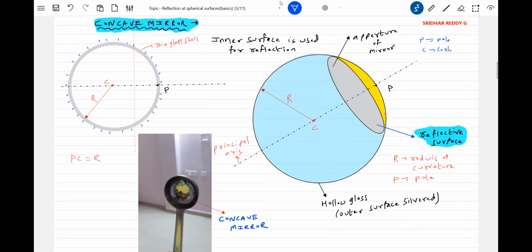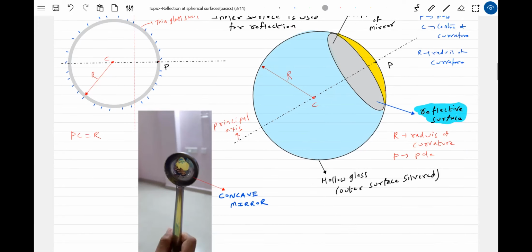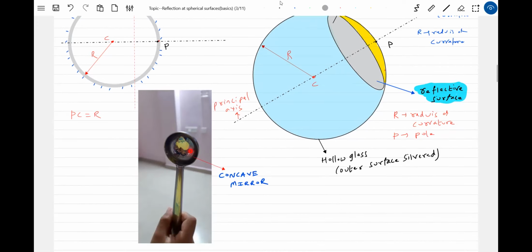C is the center of curvature. What is R? Radius of curvature. The line joining the center of curvature to the pole is called the principal axis, which is very important. The inner surface is used for reflection. Here, again my son is holding the spoon, inverted. Now I took the photograph.